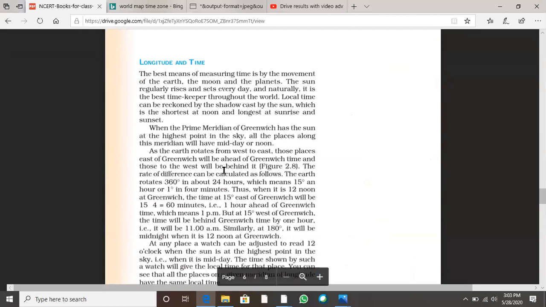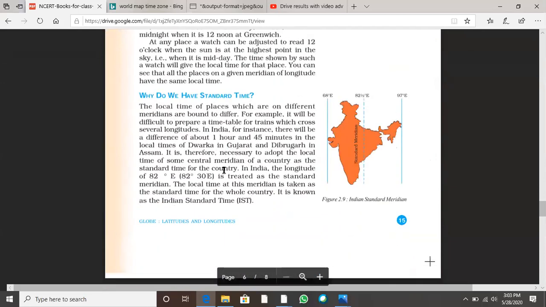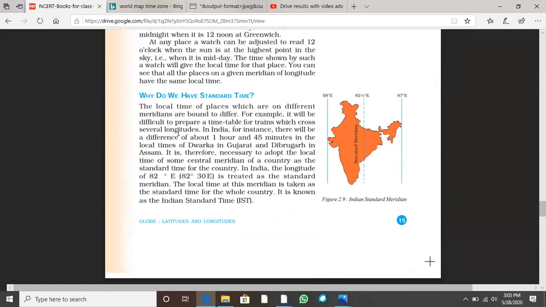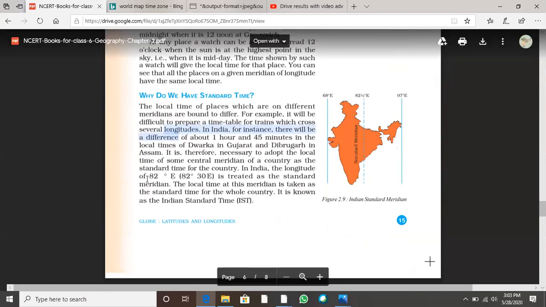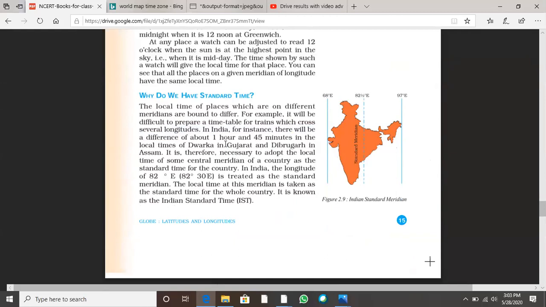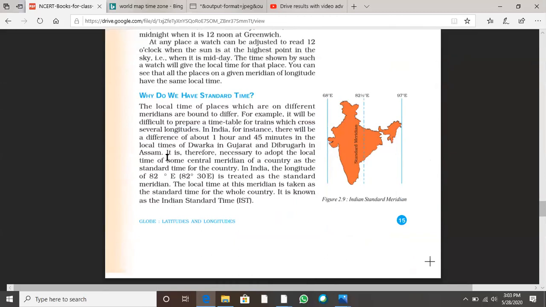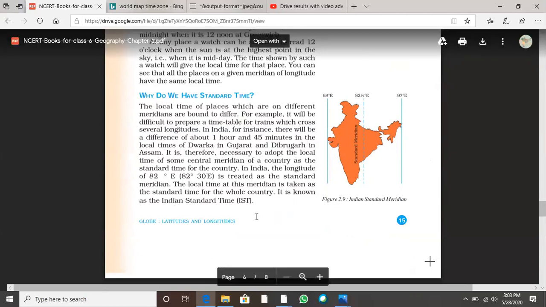Longitude and time. Okay, we've done this thing now. Why do we have a standard time? The local time of places which are on different meridians are bound to differ. For example, it will be difficult to prepare a timetable for trains which run across several longitudes. For instance, there will be a difference of about 1 hour and 45 minutes in local times of Dwarka in Gujarat and Dibrugarh in Assam. It is therefore necessary for us to have a standard time.